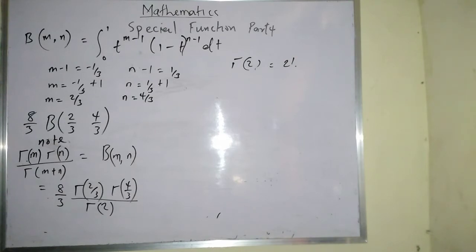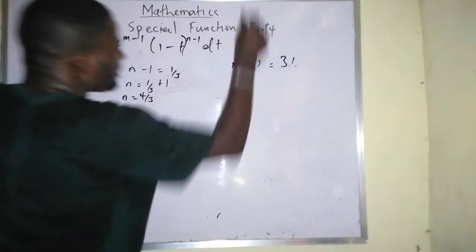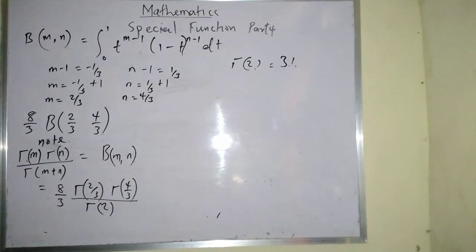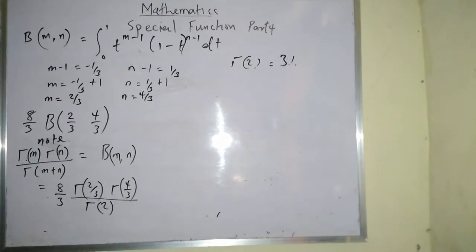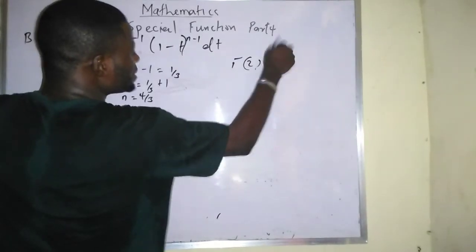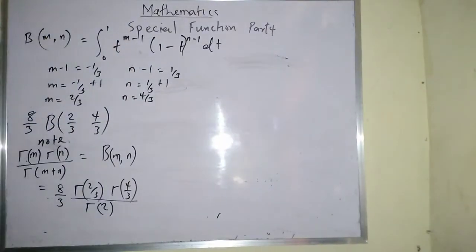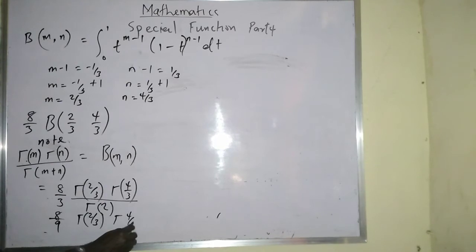Okay. Gamma of 2, is it gamma of 2? Yes. Now, gamma of 2 is 3 factorial. Okay, gamma of 2 is 3. Since I know that gamma of 2 is 3, it means I'll be having 8 all over 9. This is 8 all over 9. It will be gamma of 2 all over 3, gamma of 4 all over 3.